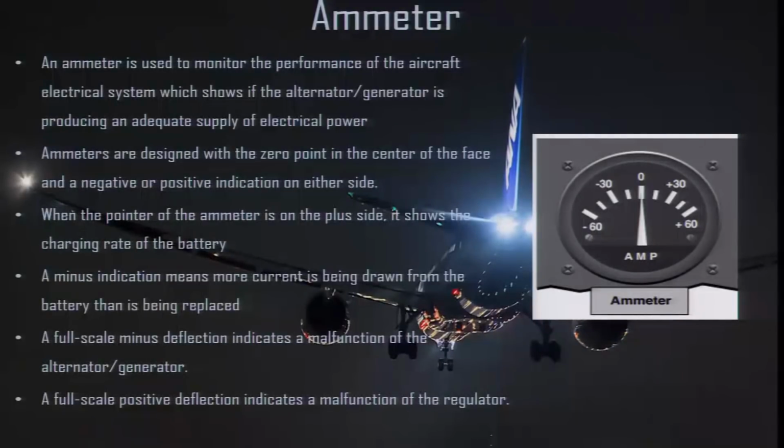Ammeter. An ammeter is used to monitor the performance of the aircraft electrical system, which shows if the alternator or generator is producing an adequate supply of electrical power. Ammeters are designed with the 0 point in the center of the face and a negative or positive indication on either side. When the pointer of the ammeter is on the plus side, it shows the charging rate of the battery. A minus indication means more current is being drawn from the battery than is being replaced. A full scale minus deflection indicates a malfunction of the alternator or generator. A full scale positive deflection indicates a malfunction of the regulator. So, if there is a full scale positive deflection, then your regulator is malfunctioning, or if there is a full scale negative deflection, that indicates malfunction of your alternator or generator.